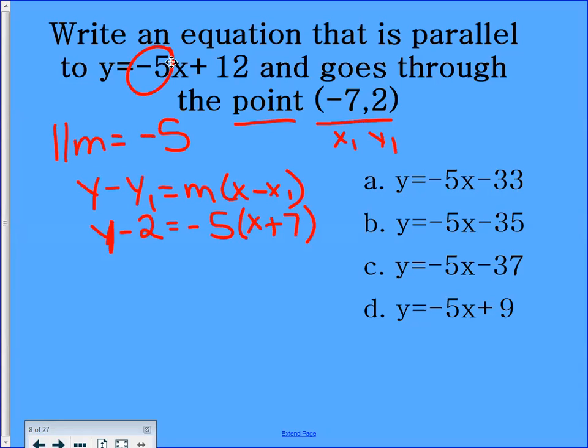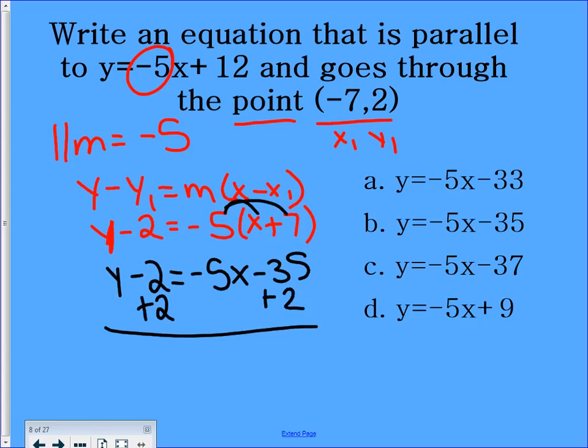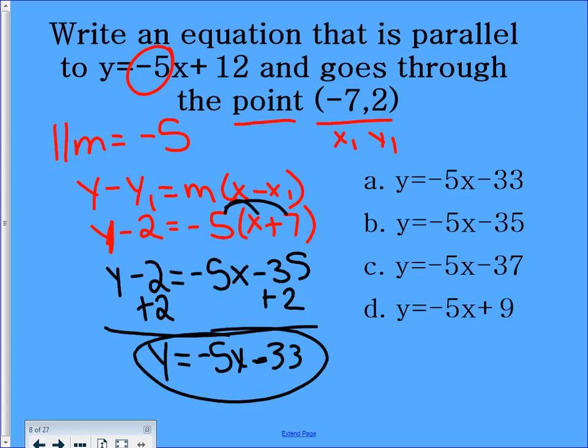Again, I need to distribute my negative 5 this time. So I have y minus 2 equals negative 5 times x is negative 5x. Negative 5 times positive 7 is negative 35. To get y alone, we have to add 2. I get y equals negative 5x minus 33 as my answer, which matches answer choice A.